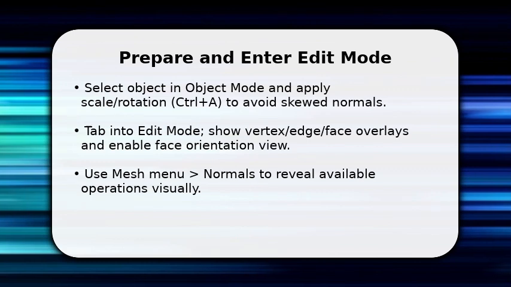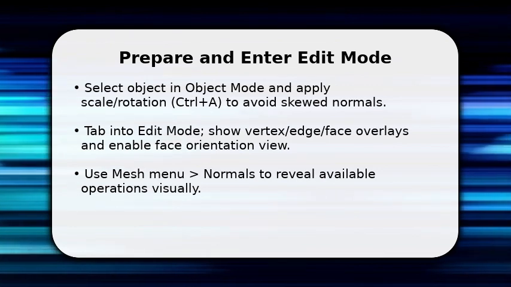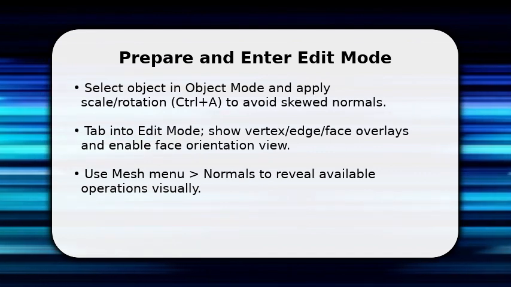Make sure auto smooth is set in object data if using mix shading. This prevents sharp edges from being averaged incorrectly. You are setting the stage, so subsequent normal recalculation will produce consistent lighting and deformations.